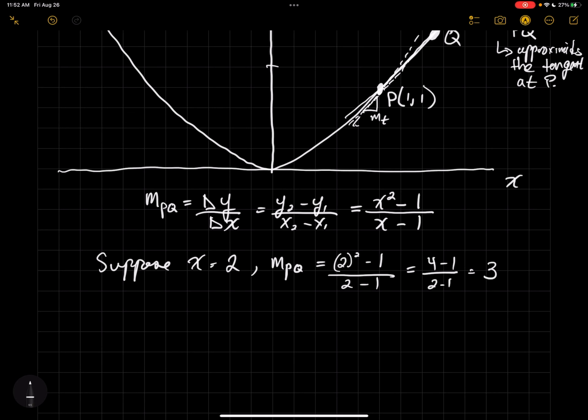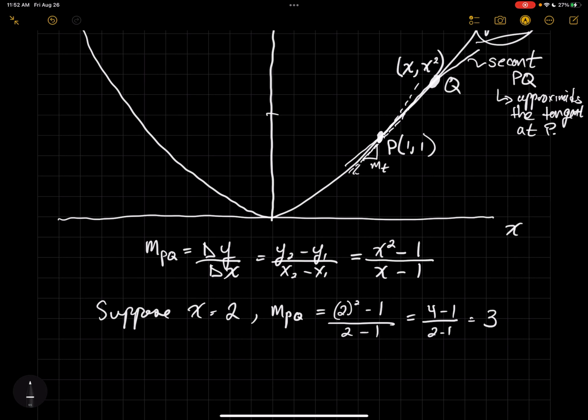So the slope, MPQ, for when Q is equal to (2, 4). When x is equal to 2, that places Q at the point (2, 4). So the slope of the secant PQ, the line between point P and point Q, is then equal to 3.